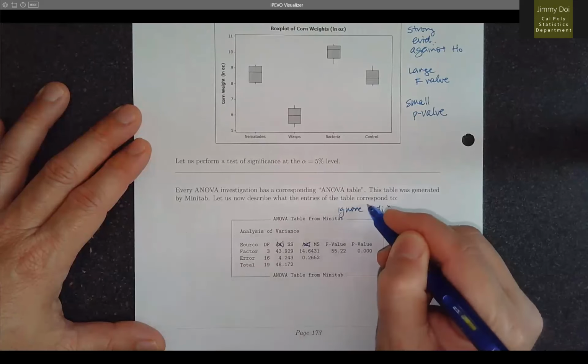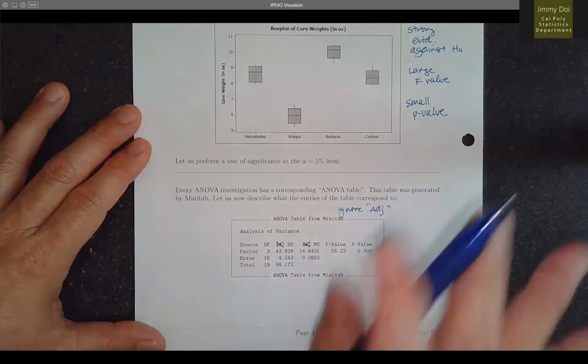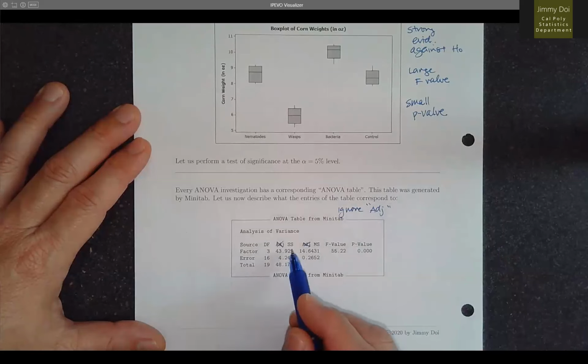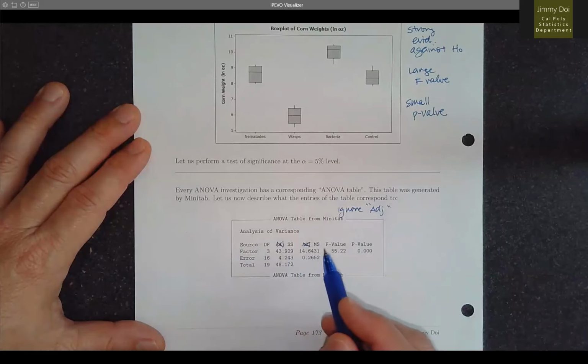If you're really curious, ask me during office hours. I'll tell you what that means. But for our purposes, don't worry about it. SS stands for sum of squares. MS stands for mean square. Now I'm going to explain this on the next page so you don't have to write any of that stuff down.